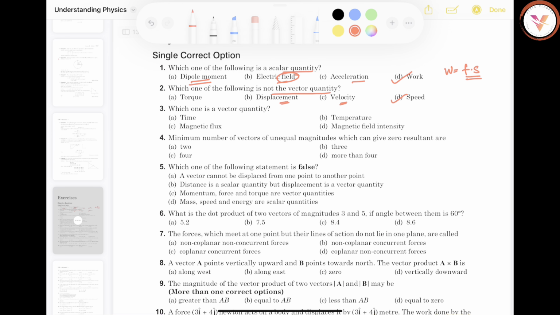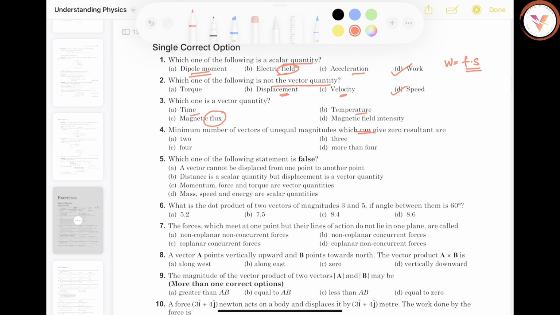Next question is, which one is a vector quantity? Time is not a vector, temperature is not a vector. Remember, flux is also not a vector. Magnetic flux, electric flux, any type of flux is not a vector. So magnetic field, again they said field, so it's a vector quantity.